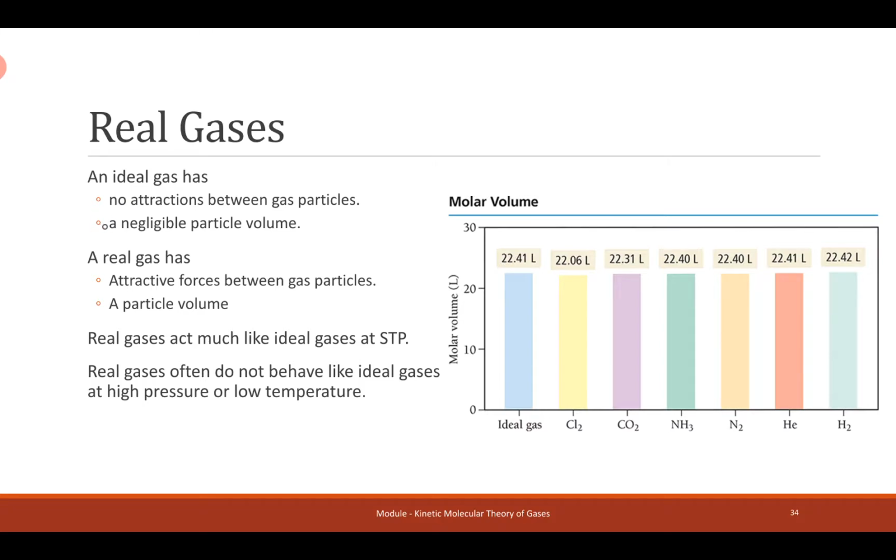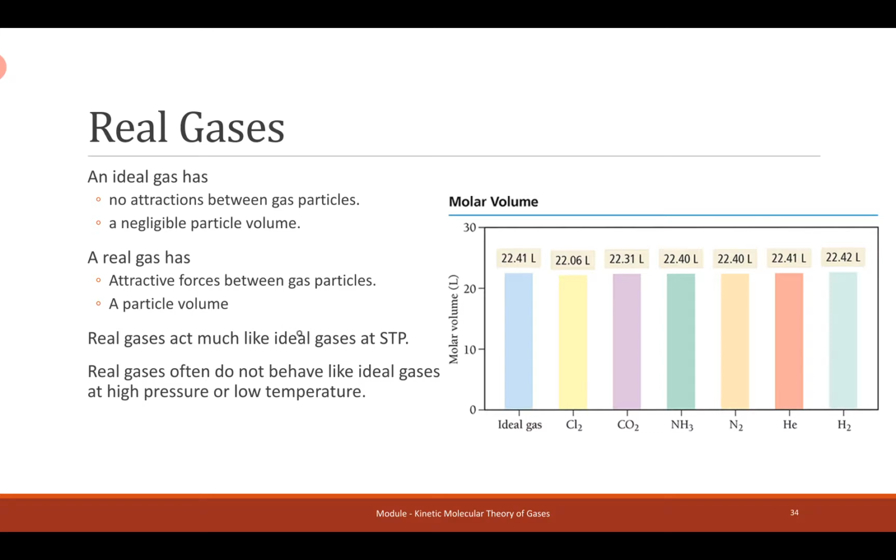Also, in an ideal gas we have a negligible particle volume, but since all gas molecules, all atoms are matter, they do actually occupy volume. And so at a certain point, you have to actually consider what volume is occupied by the gas particles.